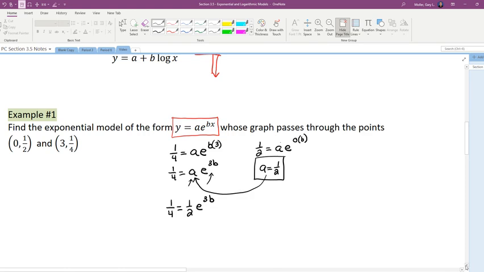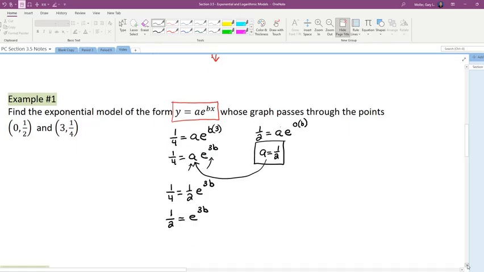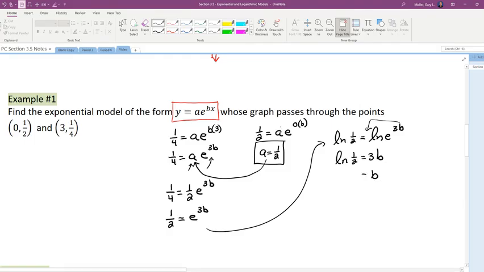So I'm going to multiply by 2, giving me 2/4 or 1/2 equals e to the 3b power. I'm now going to have to take the natural log. So I get the natural log of 1/2 equals the natural log of e to the 3b. Natural log of e is 1, and so once I bring again the 3b down, I'm left with simply natural log of 1/2 equals 3b, or b equals 1/3 of the natural log of 1/2.